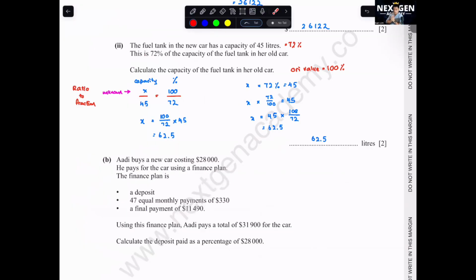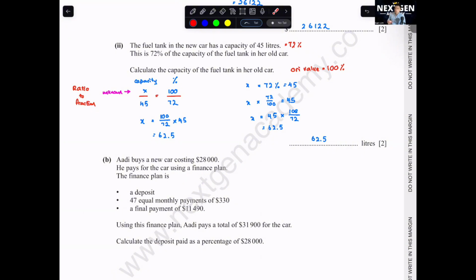All right, question B. Adi buys a new car costing 28,000. He pays for the car using a finance plan. The finance plan is a deposit, 47 equal monthly payments of $330, and a final payment of $11,490. Using this finance plan, Adi pays a total of 31,900 for the car. Calculate the deposit paid as a percentage of 28,000.